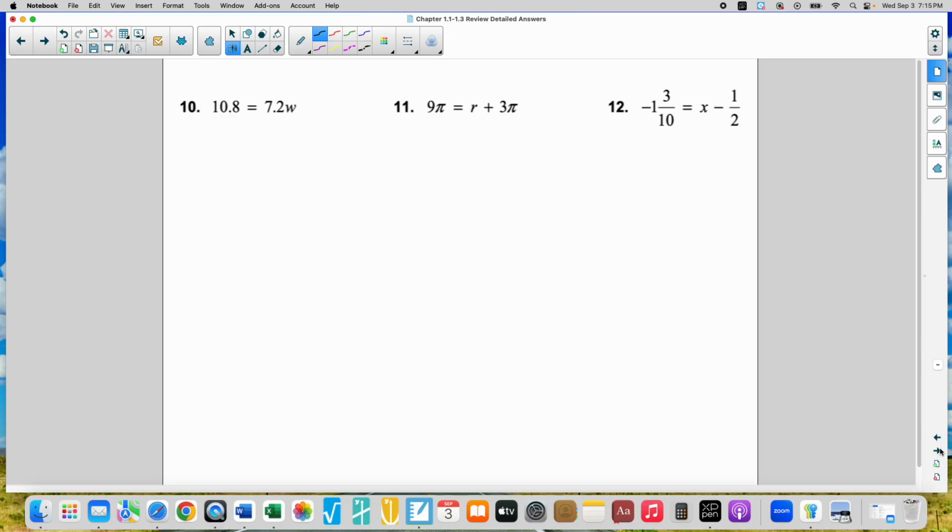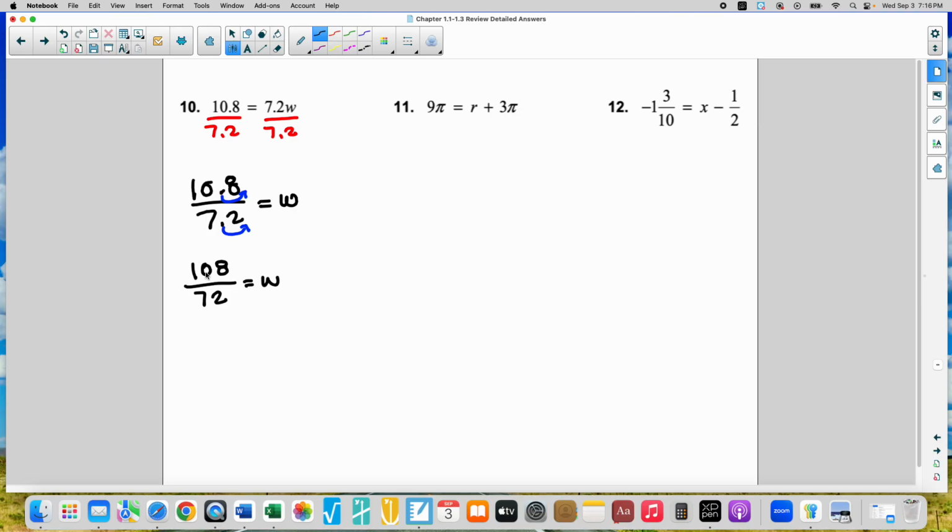All right, number 10. What do we got here? Perfect. What's happening to the variable? It's being multiplied by 7.2. The inverse of multiplying by 7.2 is dividing by 7.2. And now we get this fraction with a decimal in it. And we can't leave it like that. We must move those decimals out of the fraction. We can't have it as our final answer. So moving it one place in the numerator, you must move it one place in the denominator. You get 108 over 72 equals W.